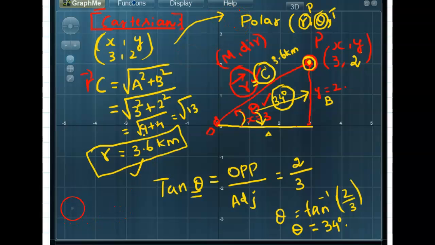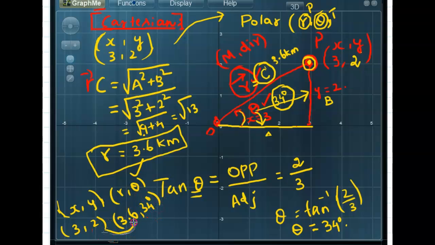So what is the final answer? The Cartesian coordinate system value is 3, 2, and the polar coordinate system is 3.6, 34 degrees. So we have converted it from Cartesian to polar coordinate system. Now, the same way, we can find polar coordinate system to Cartesian coordinate system.